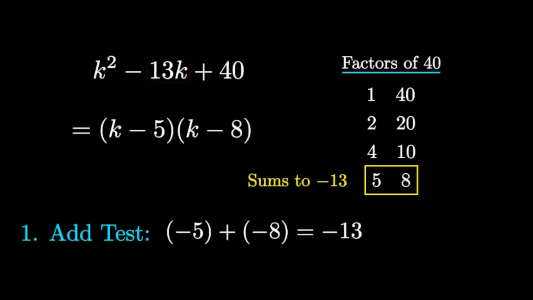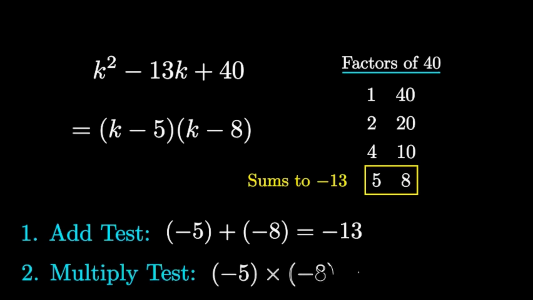The second thing you do is you're going to multiply them. Now, I don't mean multiply the whole thing out. I just mean multiply the same way we did the adding. So you're going to say negative 5 times negative 8, and that's actually going to give us the thing at the end. Okay, so it has to pass these two tests for it to factor.